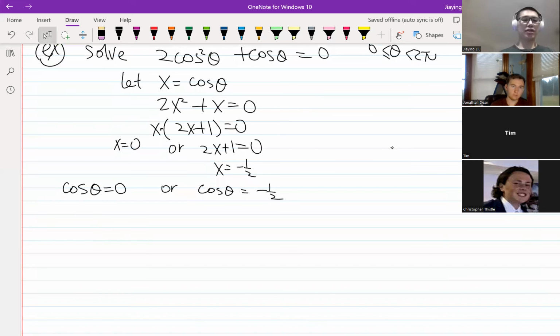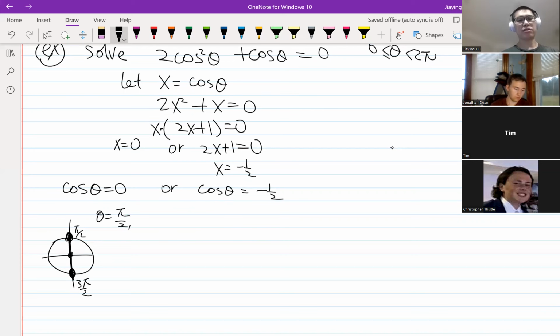All right, so what's the angle? Let me draw a unit circle here. Cosine theta equals 0, so the x value equals 0. That's going to give us those two angles: pi over 2, and then 3 pi over 2. So theta equals pi over 2 and 3 pi over 2. That's from the first equation, cosine theta equals 0.